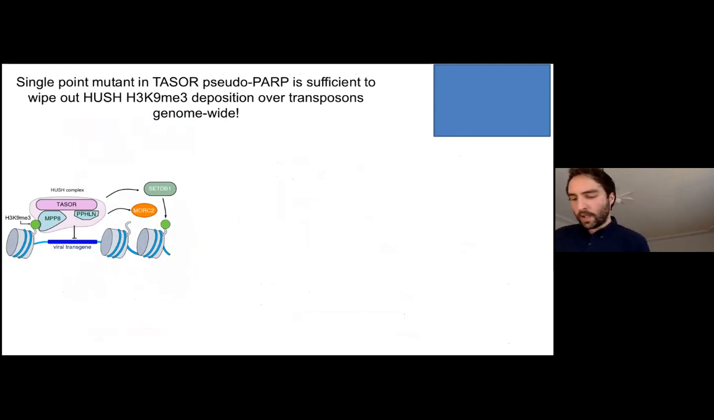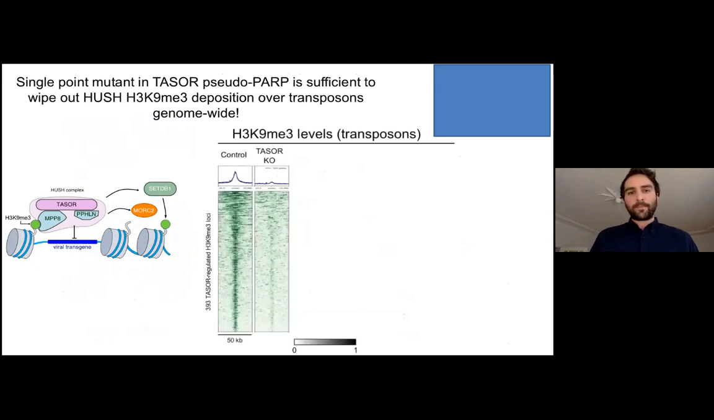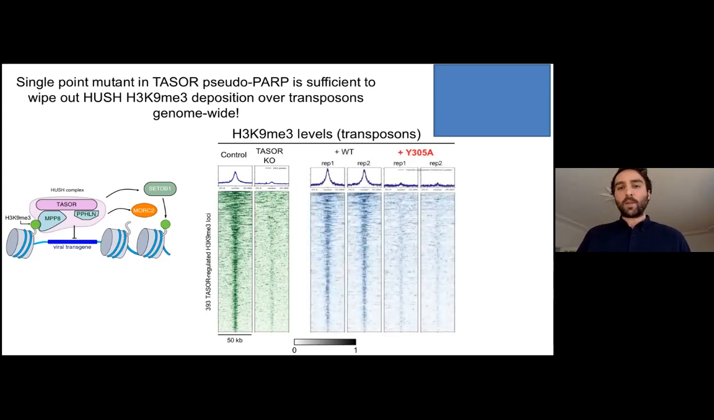And what we were really amazed to see was that a single point mutation in this Taser pseudoPARP domain is actually sufficient to wipe out HUSH function genome-wide. So here we're going to look at this H3K9 trimethylation, which is this repressive epigenetic mark. And this is the control where we have on the left a stacked up version of all of the target sites for HUSH. And then when we knock out Taser, we lose this H3K9 trimethylation mark. If we bring back the wild type, you see a restoration of this mark. But in this point mutant, we've completely wiped out function. So we've basically got a point mutant which replicates the complete knockout.